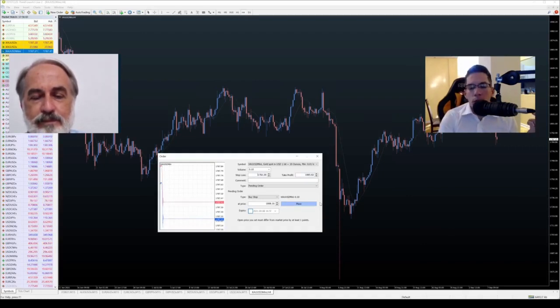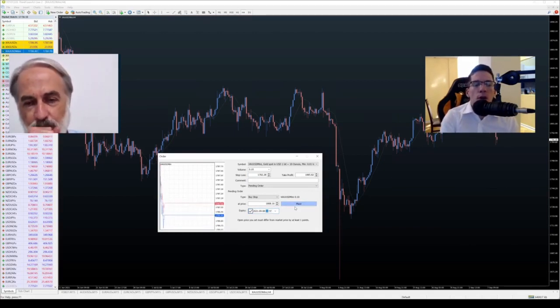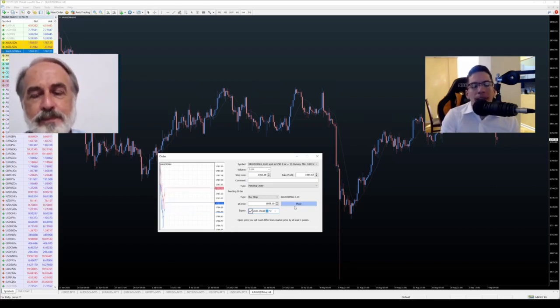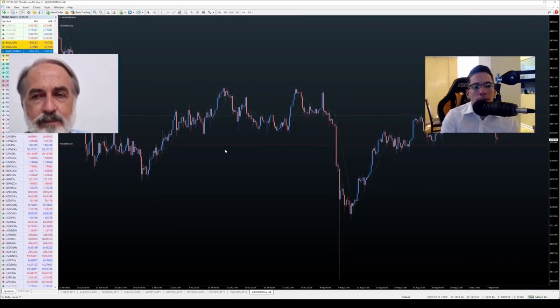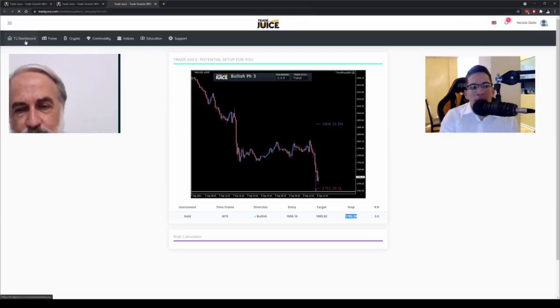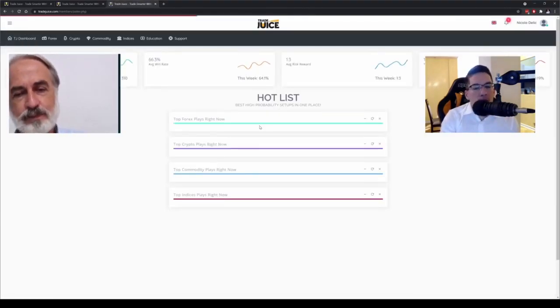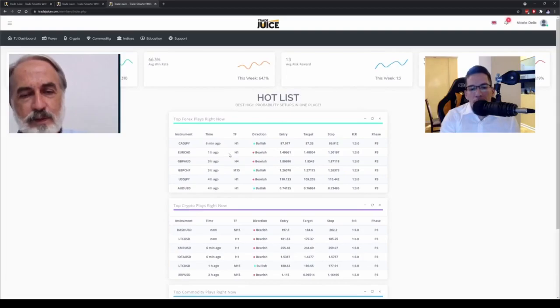You can place the trade, or you can go here to expiry and put an expiry of 2-3 hours, because you're always going to have more trades. You don't need to wait a day or 2 days for the market to come to you. That's why I really love how Tradejuice operates. You always have something to trade with this platform.